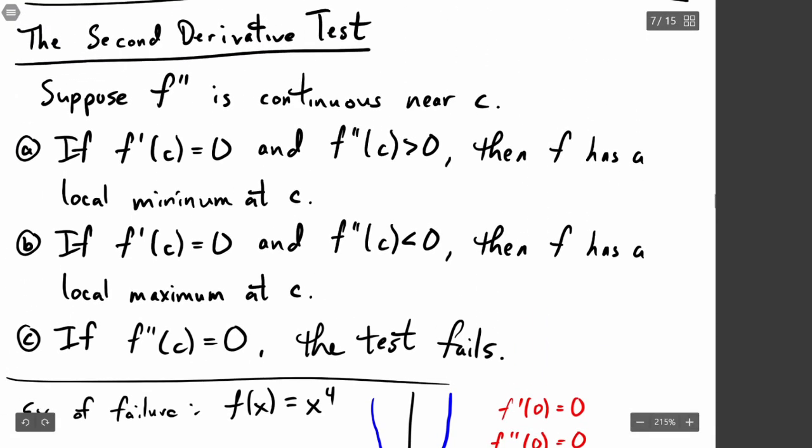And this is what I was meaning here. So when you're using the second derivative test, what this is saying is that all you have to do is find critical numbers and plug them into the second derivative. If you have a positive one, you get a local minimum. If you have a negative one, you get a local maximum. But if you plug it in and the second derivative is 0, the test fails. And this is an example of that.